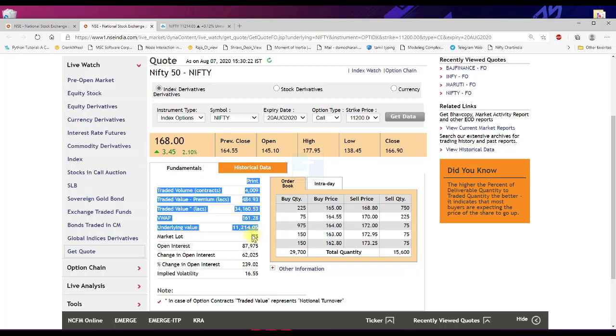So this is the lot size. This is the minimum quantity with which one can trade, either buy or sell. This is the minimum quantity. And all this, like open interest, change in open interest, implied volatility, all those things, we will see in the further videos. So this is where you need to check the lot size.